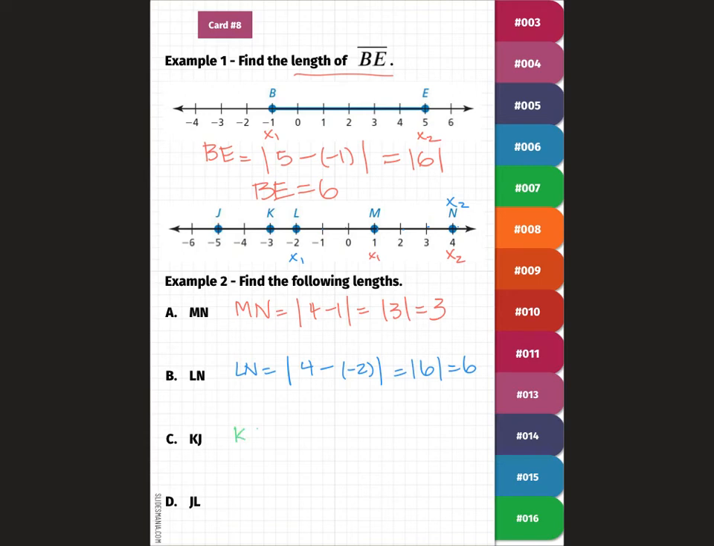So then KJ, here is K, so that's going to be x1. Here's J, so that's x2. So that is the absolute value of -5 minus a -3, which is -5 plus 3, which is the absolute value of -2. So KJ is 2.